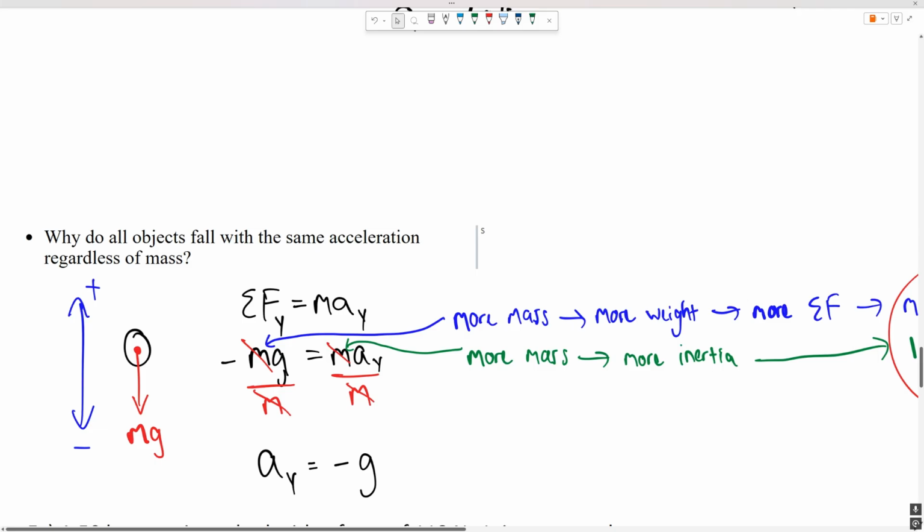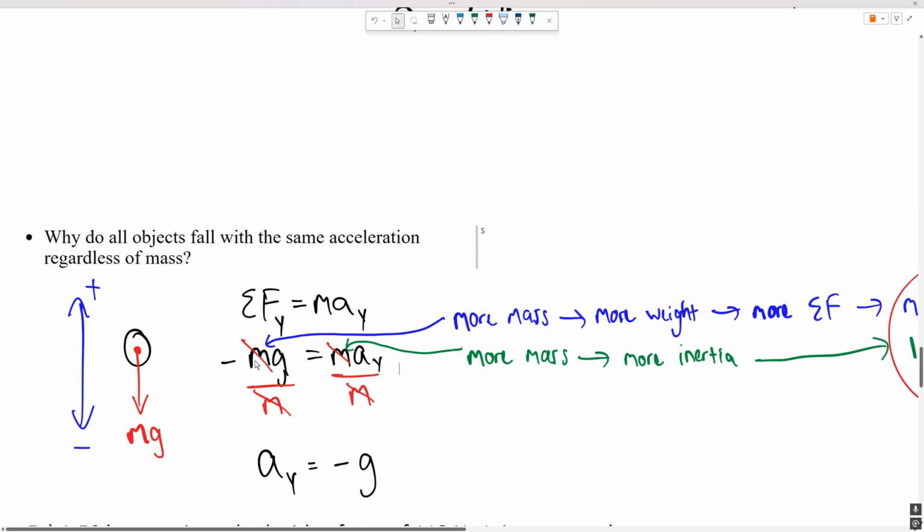Well, we can use Newton's second law to help us understand that. If I have an object in free fall, what force is acting on it? It's just its weight, mg. And if I define down as negative, then the net force in the y direction is equal to the mass times the acceleration in the y direction. The only force acting on it is mg in the negative direction. So we have negative mg equals mass times acceleration.